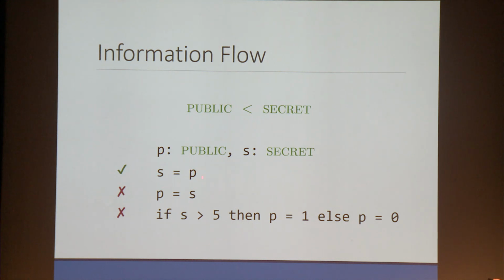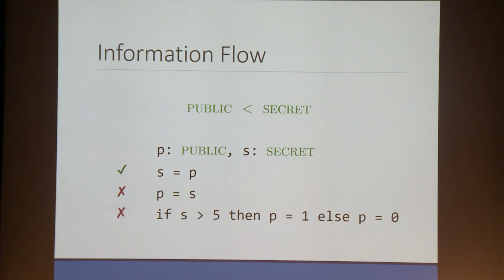And we want to allow things like a secret variable S depending on a public variable P, because why not? Secret information can depend on public information. But we want to disallow the other way around. So we don't want flow from secret to public, neither a direct one like here nor an indirect one like here.